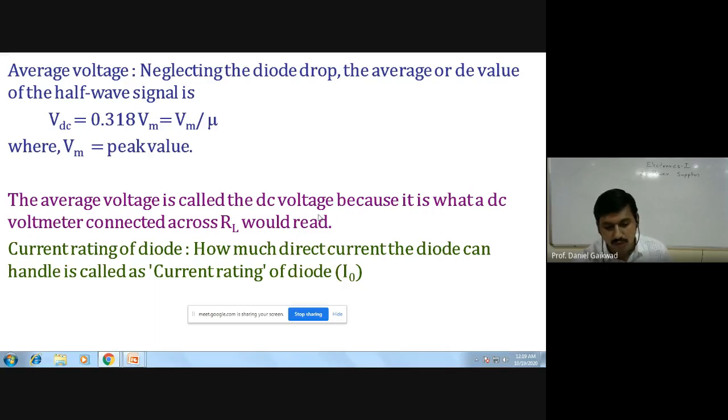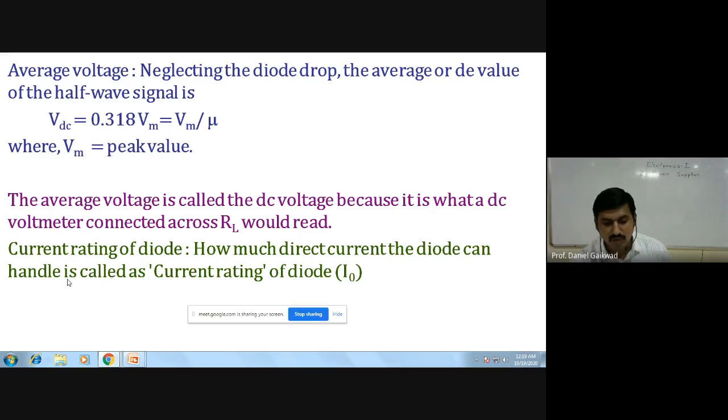Suppose we connect the voltmeter across RL, then it will read the average DC voltage. And the next important quantity is called the current rating of the diode. How much direct current the diode can handle is called the current rating of the diode, denoted by I0. So check carefully how much direct current the diode can handle.